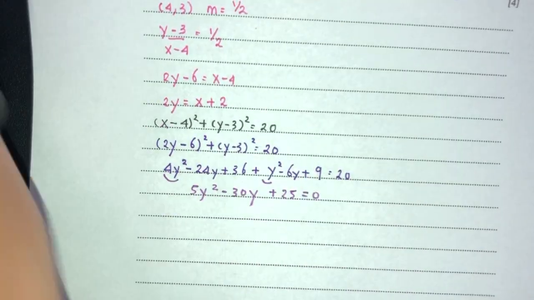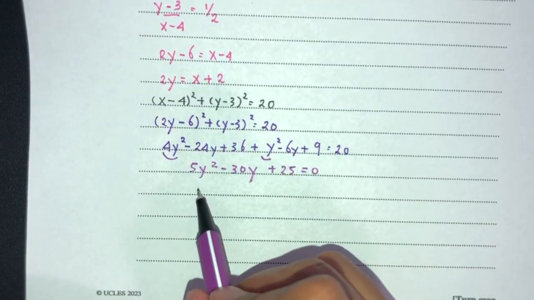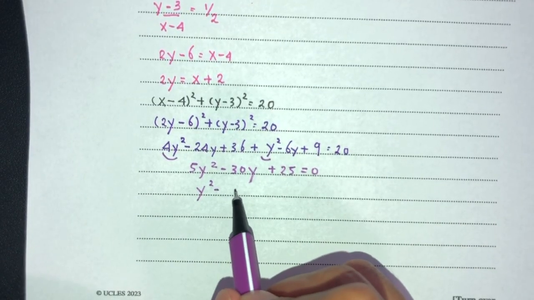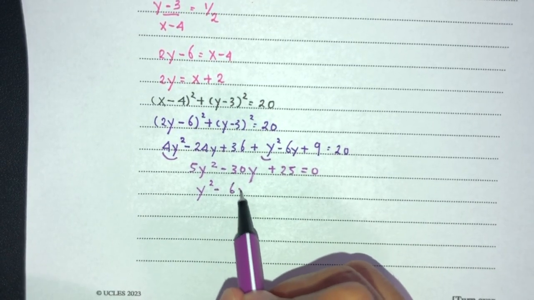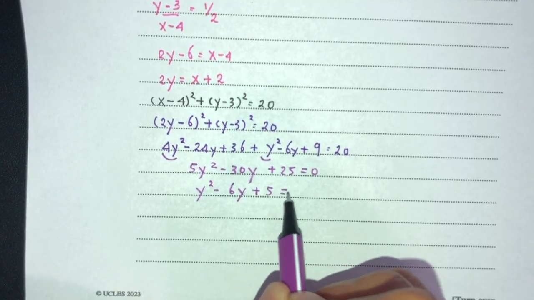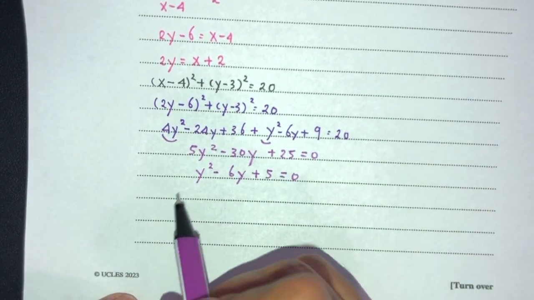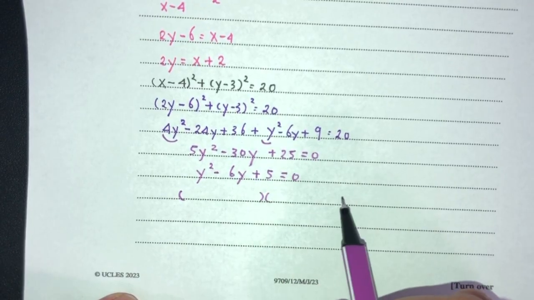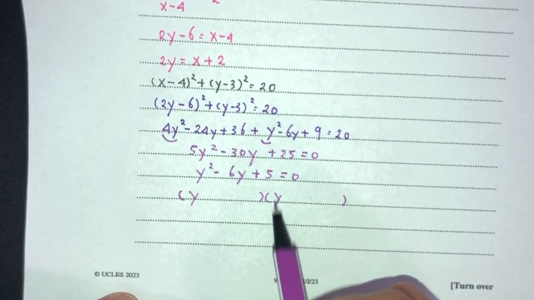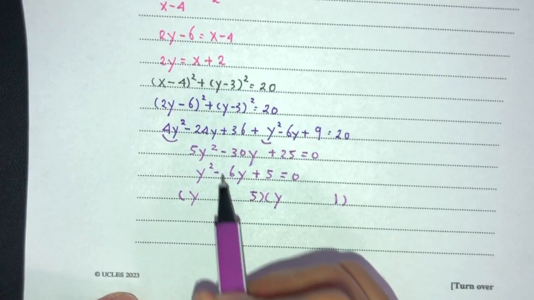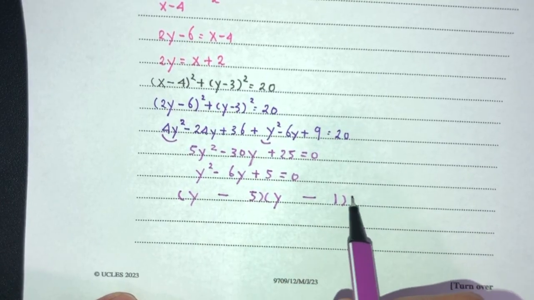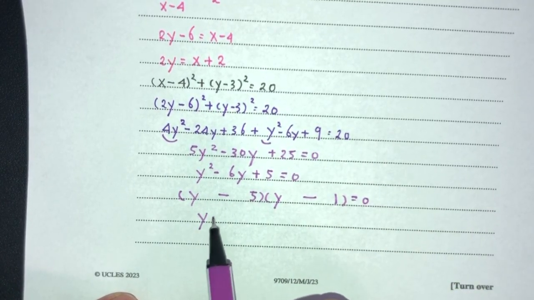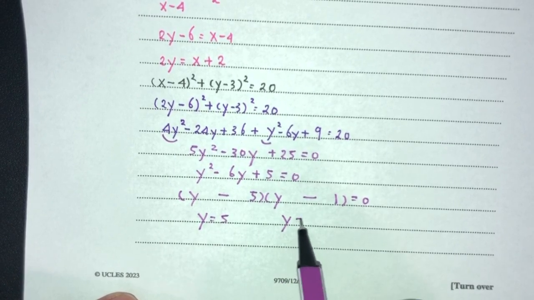Divide by 5 everywhere to simplify this whole thing, right? y squared minus 6y plus 5. Now we have a quadratic equation that we can try to simplify. We can factorize. That will be y times y. 5 is 5 times 1. To get minus 6, we have to have minus 5 minus 1, sorry. So y equals 5 and y equals 1.